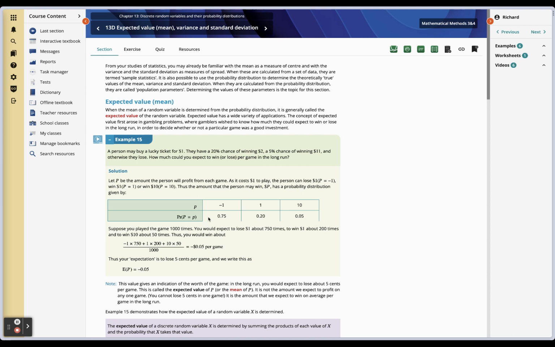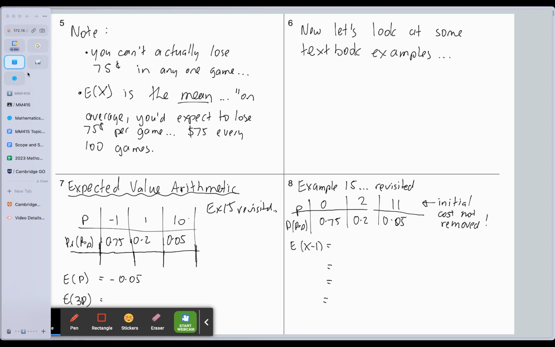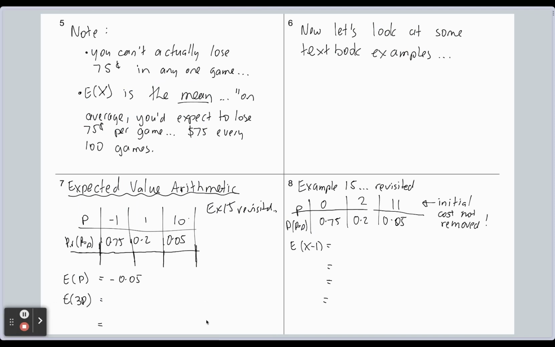So what would happen if we tripled the outcome? In other words, the overall gain was minus 1, 1 or 10, and now it would be minus 3, 3 or 30. What would that do to the expected value? Let's have a look at it and see what happens. You might want to pause the video and think about it yourself.